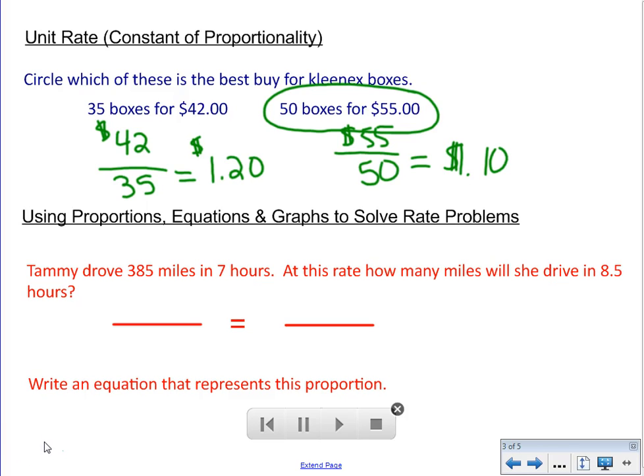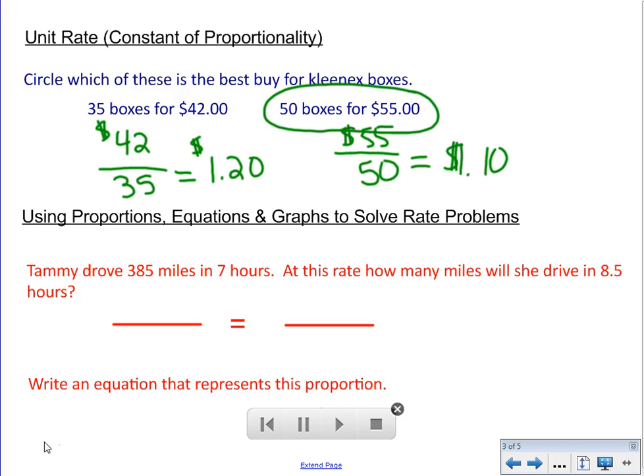Be careful with that one because it is very easy just to divide 42 divided by 35. But sometimes they don't want unit rate. They don't want it for 1. Look at this next problem. Tammy drove 385 miles in 7 hours. At this rate, how many miles will she drive in 8.5 hours? We can't simply just divide the numerator by the denominator on this one. We have to set up a proportion.